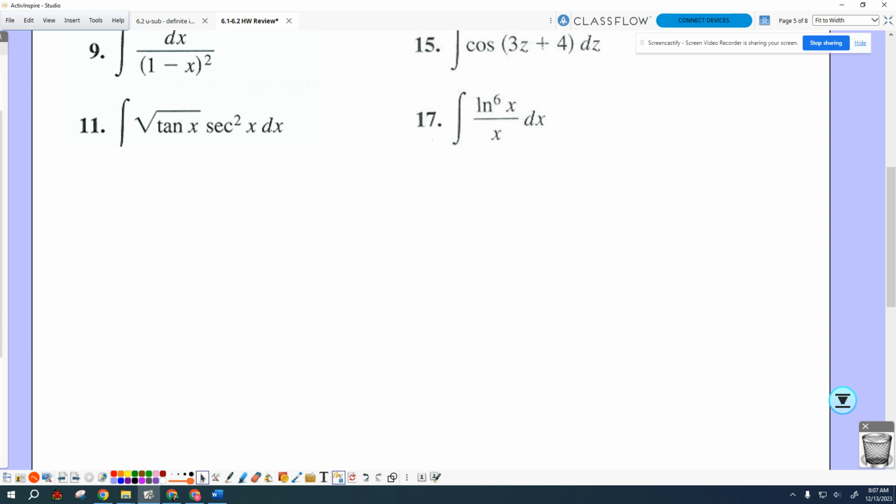Which one is the u value? Someone says 1 over x, and someone else says ln x. It's one or the other. It's not ln x to the 6th. Why ln x? Because its derivative is just 1 over x dx. So in this case, it's the thing being raised to the power.